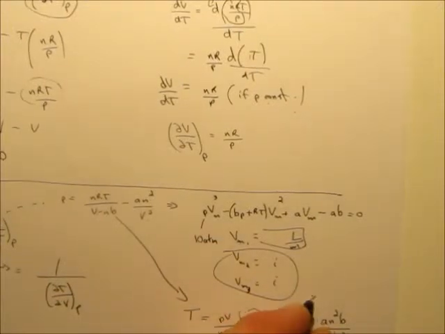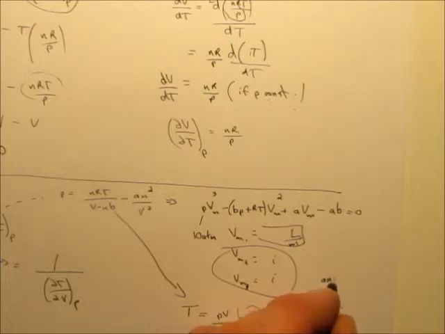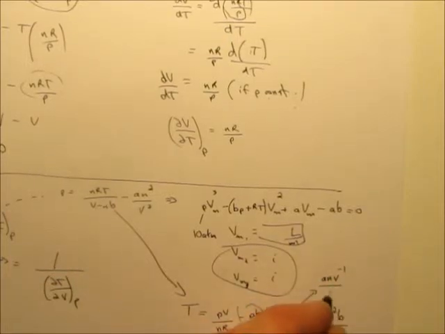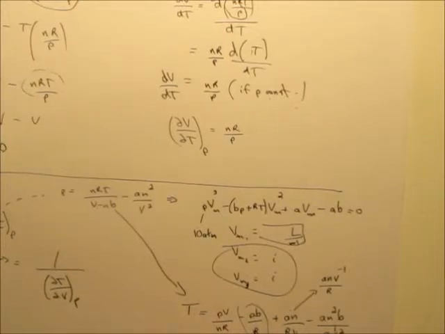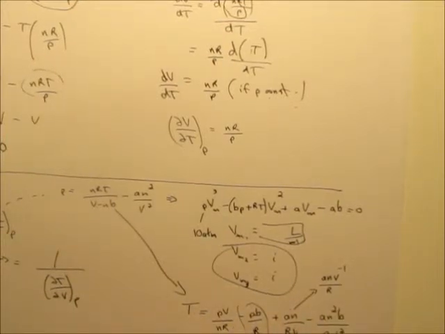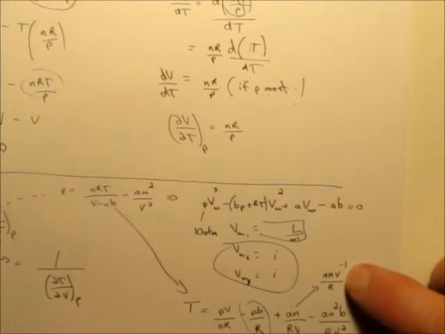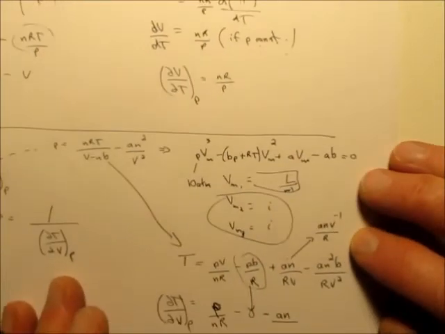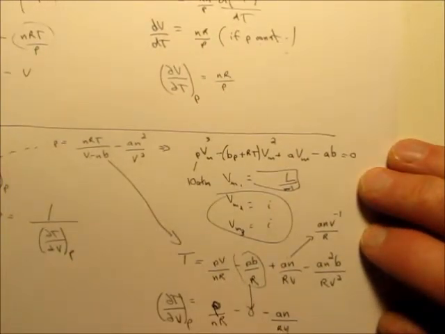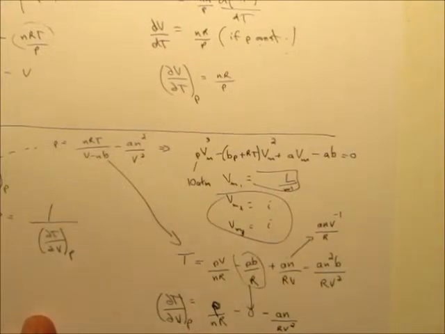So this term might as well look like A and V to the negative 1 over R. So you bring down the negative 1 and subtract 1 from that, which will be, you'll go to the negative 2, right? So you'll end up with RV squared.